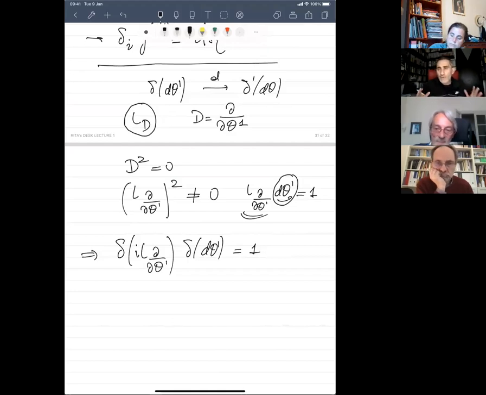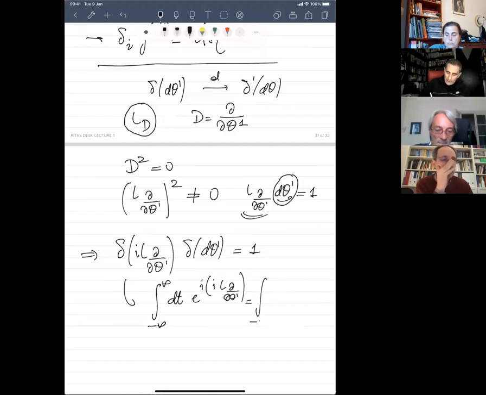Now, for a Dirac delta function, I have an integral representation, okay? So let me use the integral representation. The integral representation means integrating from minus infinity to plus infinity, dt, where t is just a dummy variable, e to the minus i t times my operator, which is i of the contraction along d theta 1, okay? This is my operator here. Now let me do the small calculation. I get the minus sign, dt e to the minus, sorry, there is a t here, t times the contraction along this vector field, okay?